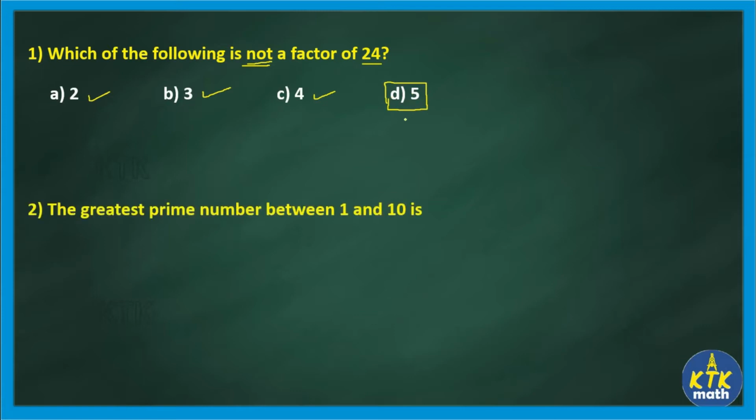Second question, the greatest prime number between 1 and 10. So whenever you are learning about the concepts of prime numbers and composite numbers, being a 6th standard student, I want you to be thorough with at least the 1 to 100 prime numbers and composite numbers. Okay, so you can see 1 is neither prime nor composite, and we have 25 prime numbers from 1 to 100 and the remaining 74 composite numbers from 1 to 100.